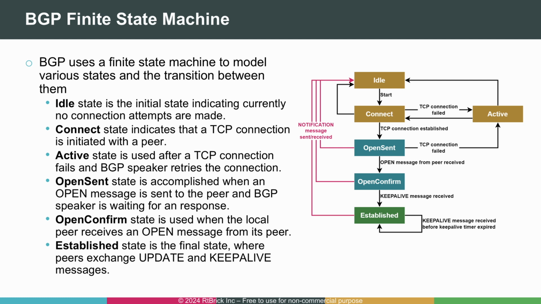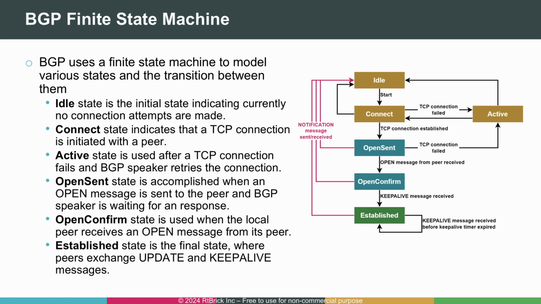If a keep-alive message is received within the hold time, it moves from the open confirm state to the established state, which is the only desirable state for a BGP neighbor, as it means that both routers have agreed to exchange updates. If no keep-alive is received, the peer will send a notification message and return to the idle state.